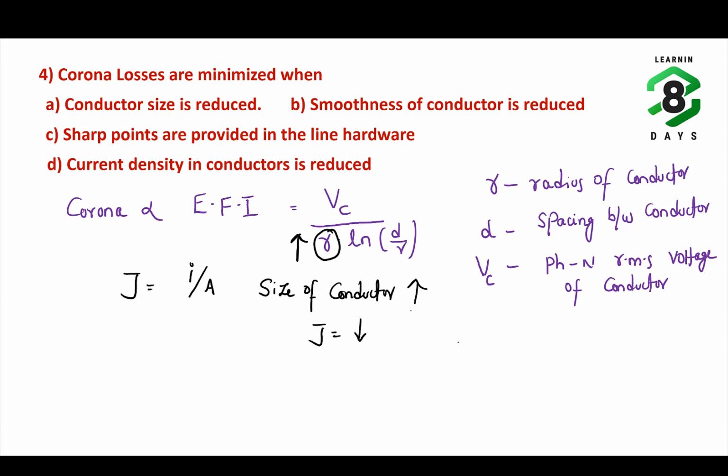So if you decrease the current density, what will happen? Then that means the conductor size is increased. So if you increase the size of conductor, then what you can observe? The electric field intensity at the surface of conductor is reduced. So corona is reduced. So once the corona is reduced, corona losses are also minimized. So D is the right option.